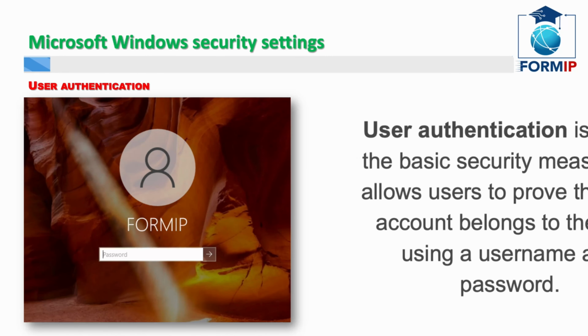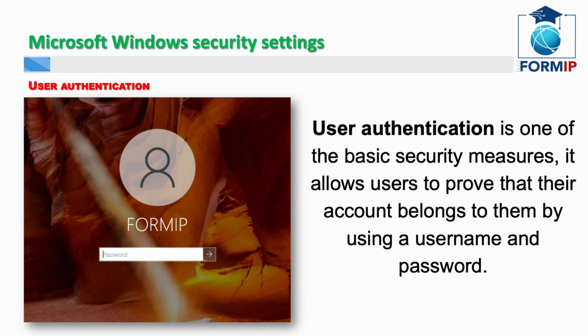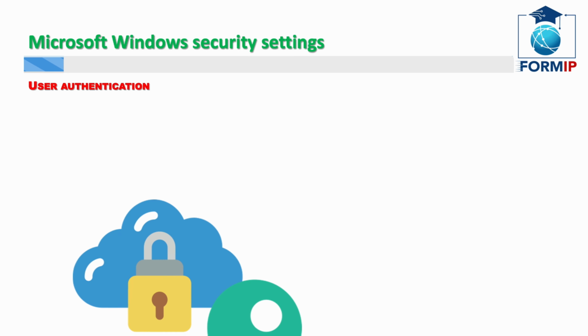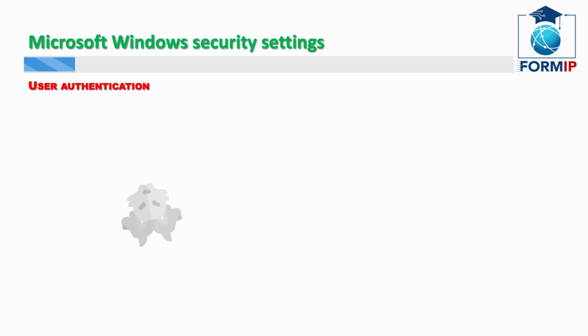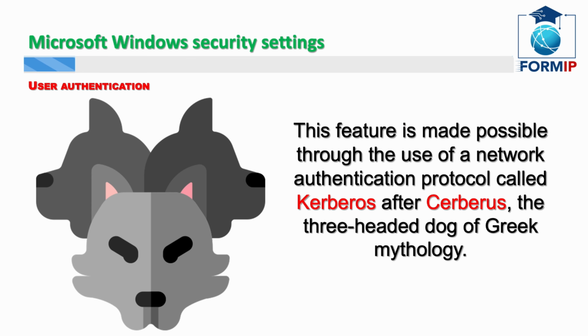User accounts. User authentication is one of the basic security measures. It allows users to prove that their account belongs to them by using a username and password. Another authentication method exists, and it is called single sign-on. It allows you to connect to multiple applications within your network that use the same authentication mechanism by performing single sign-on. This feature is made possible through the use of a network authentication protocol called Kerberos, after Cerberus, the three-headed dog of Greek mythology.